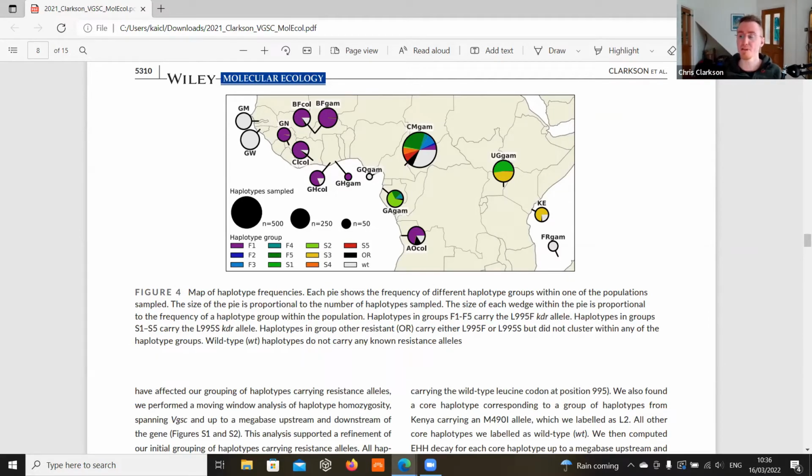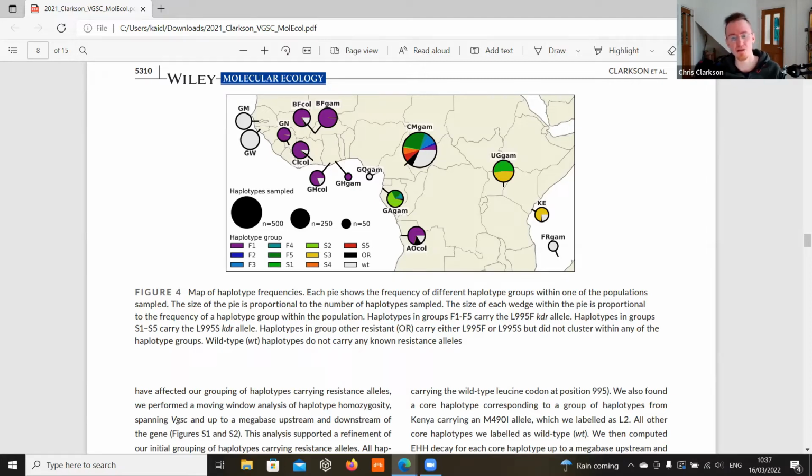So we can look at a map, and we can plot these different haplogroups on a map, and we can see that there is indeed a geographical spread to these different haplotype groups. In the far west, in Guinea-Bissau and the Gambia, we don't see any 995 alleles at all. It does look like there are other kinds of resistance there. We do find cytochrome P450 amplifications, and we'll be talking more about that kind of resistance in the next workshop.